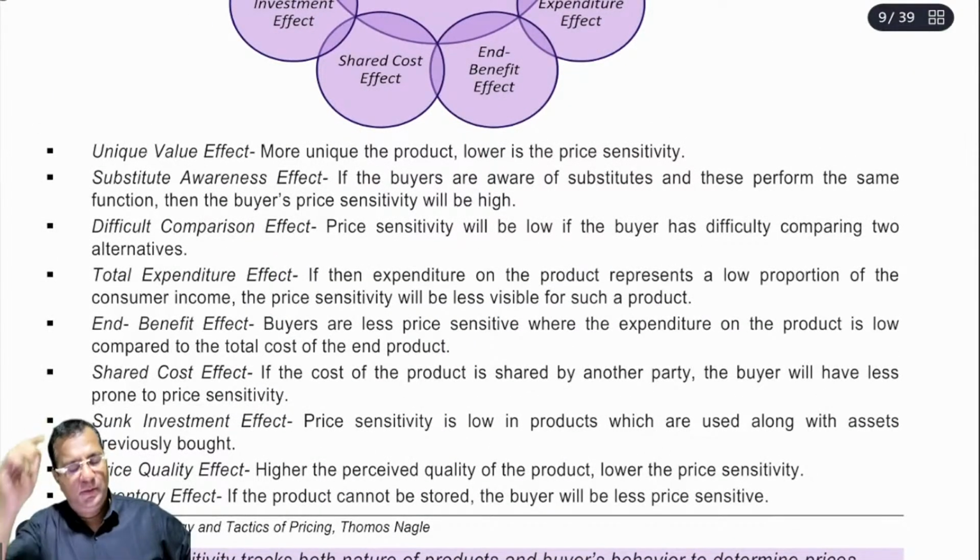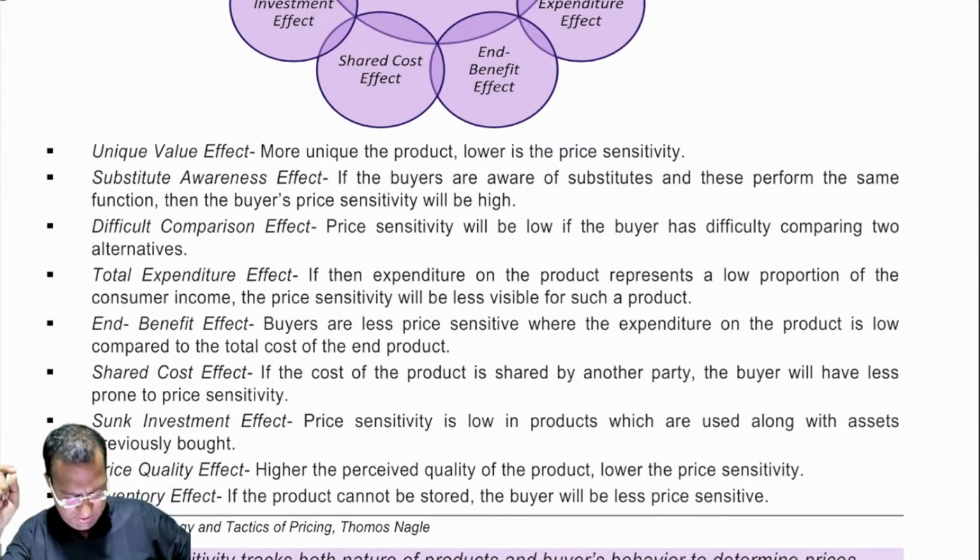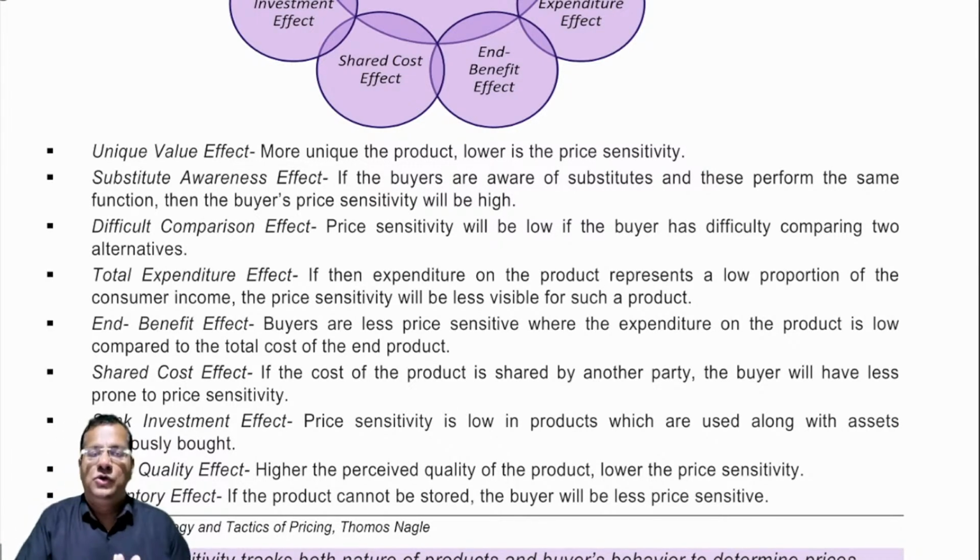Then write down, beta, the next situation: price quality effect. Okay, here brand matters, beta. If the customer perceives the quality to be on the higher side, definitely the price sensitivity will be low. If the customer perceives that the quality is high, price sensitivity will be low. Right? Write an example, beta; we can take the example of butter.